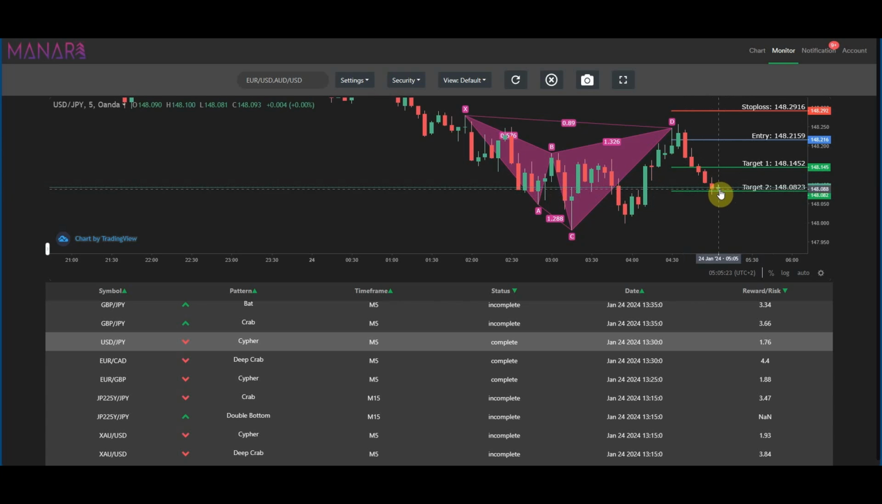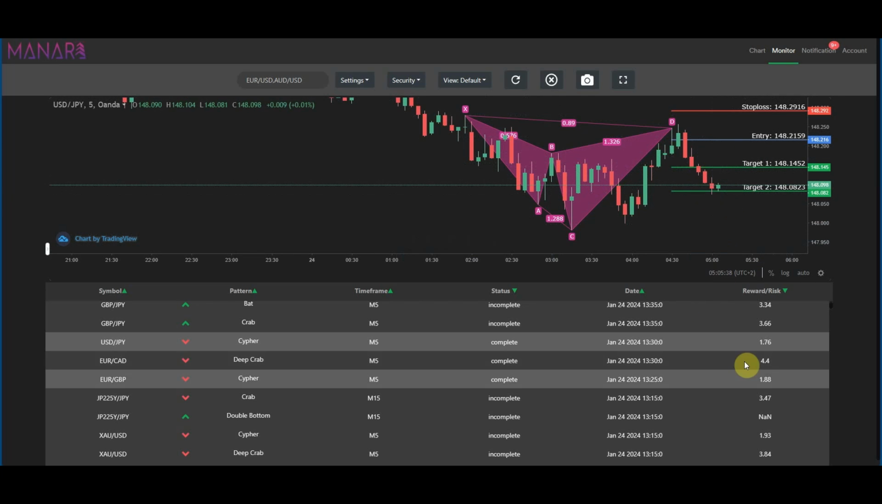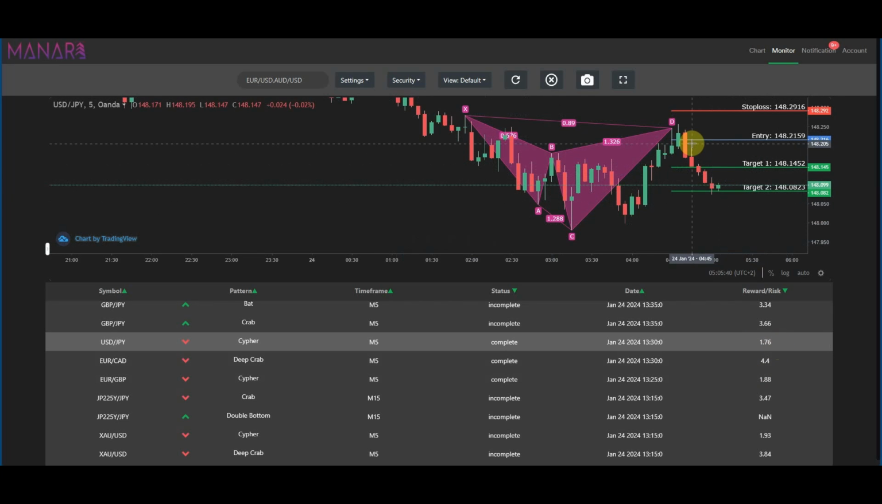So we can see here the price is actually perhaps rejecting. It might continue downwards, but for the purposes of this pattern, the target has been hit on both 1 and 2. So the risk reward on that was 1.76. So really good trade there, I guess, from about half an hour ago, had you got onto that and avoided the stop loss. So you can see here the pattern is painted out.